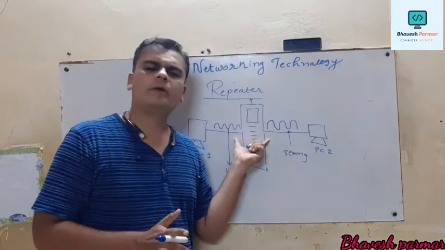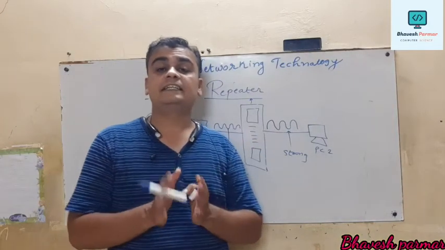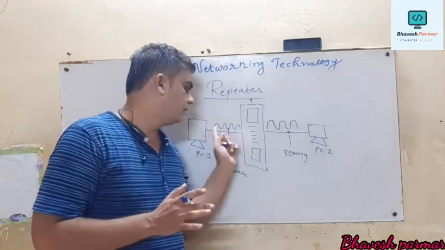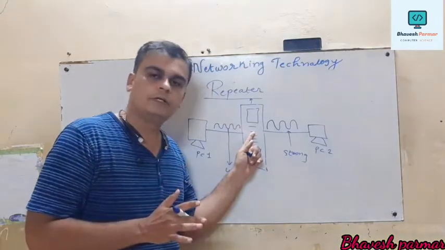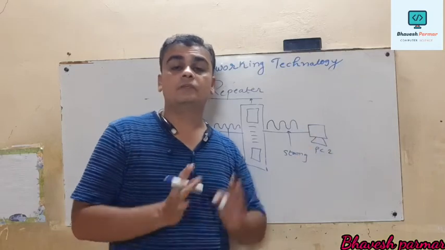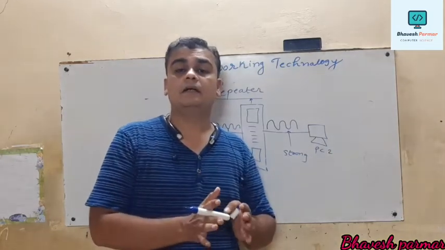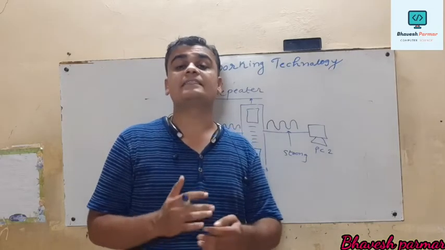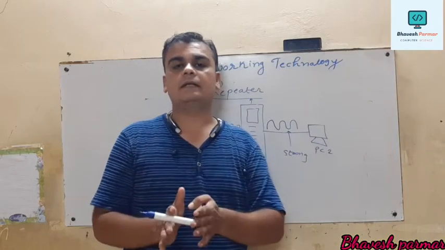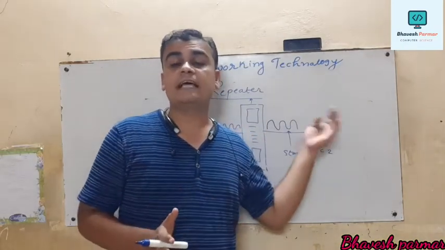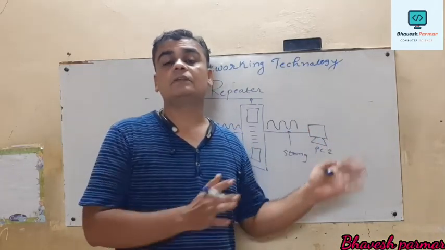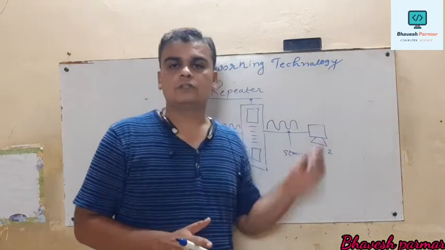But there is a major drawback of repeater. There is no separation between data and error. Whatever it receives as input from one computer, it amplifies as it is and transmits to the destination computer. Suppose I am transferring data, but that data contains some error or noise, then it also amplifies the noise. If there is an error of, suppose, 2%, 3%, then it is amplified to 20%, 30%. So the receiver computer receives data having some error. This is the major drawback.